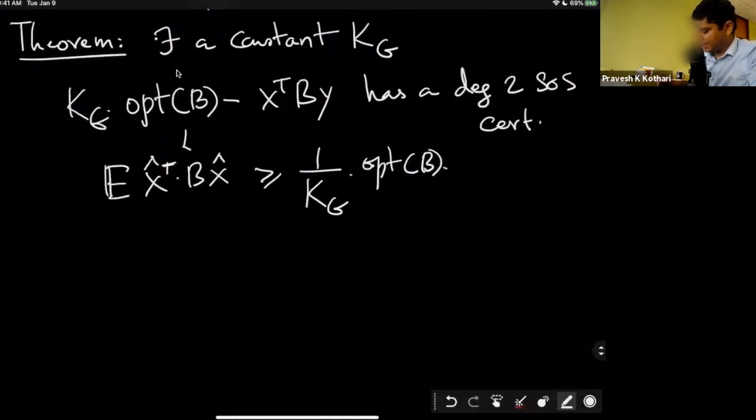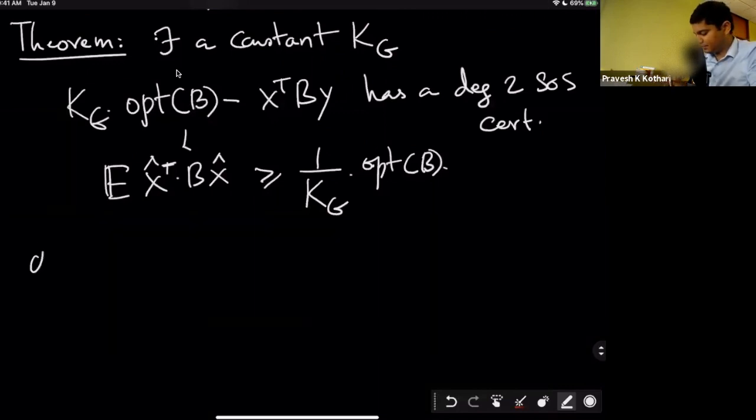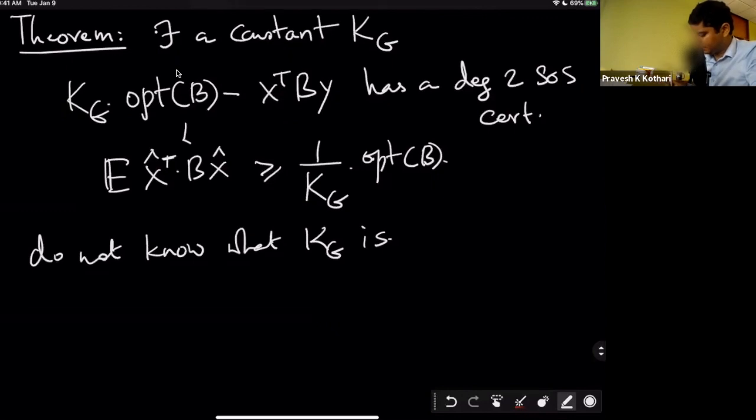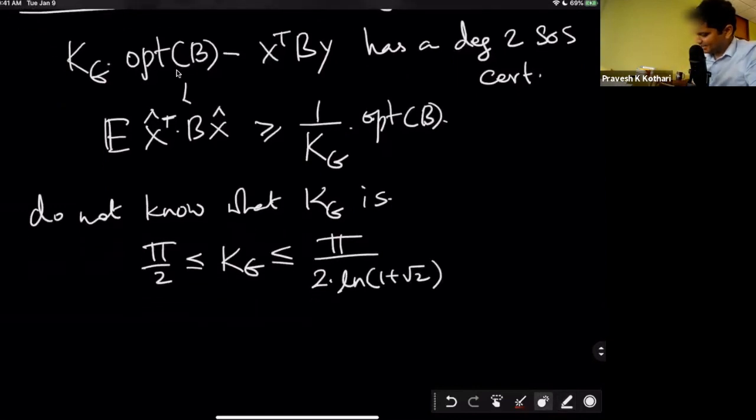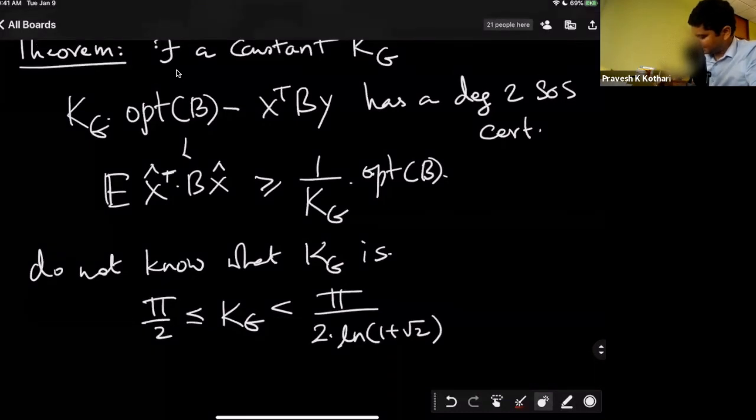And I think I said this at the beginning of the lecture, but we actually do not know the value of K_G. I think the best bounds we know on this are that K_G is between pi over 2 and something, and in a second I'll explain why I'm making this a strict inequality. So we know some reasonably tight bounds on K_G, but we don't know a sharp bound. We don't know the exact bound.